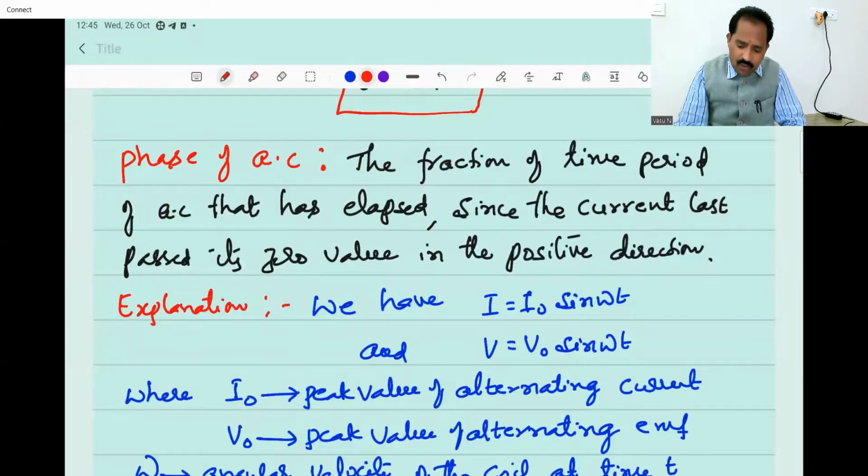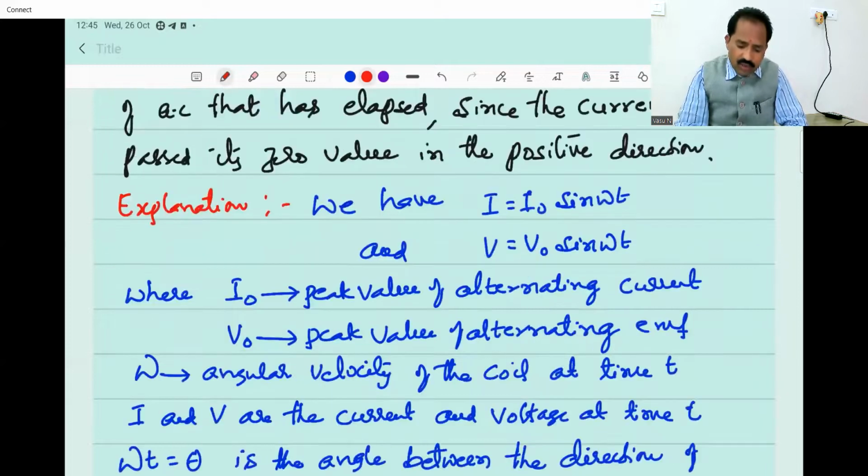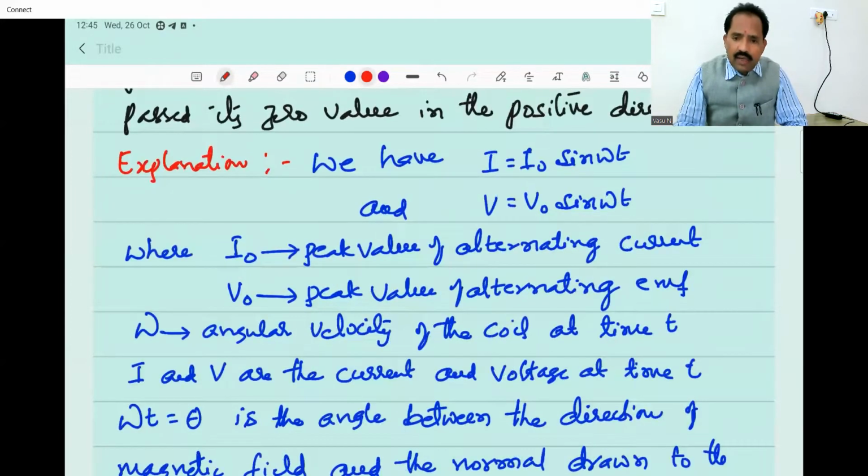Listen carefully. Many people have doubts about this phase. I will explain it clearly, because we have to study in detail about these phases in the coming nearby chapter. So explanation, what is this?